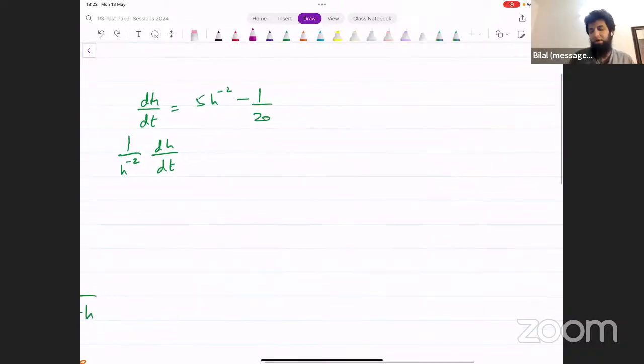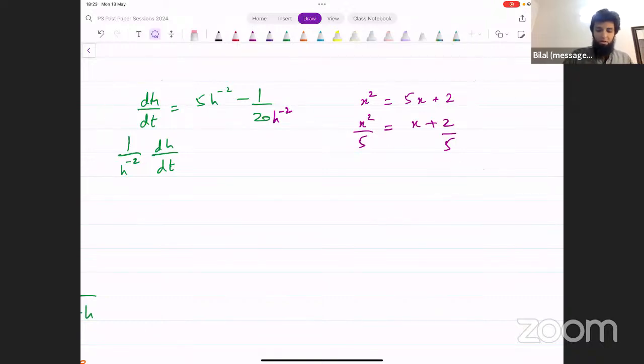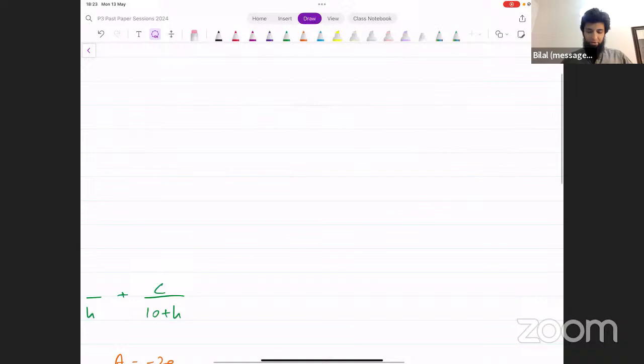It's just like saying if you have x squared equals 5x plus 2, and you say, let's take 5 to the other side and write it as x squared over 5 equals x plus 2. You can't do that, right? If you're dividing by 5, you also have to divide 2 by 5. You would also need h power minus 2 here. So it would not work. All right, now let's move on.